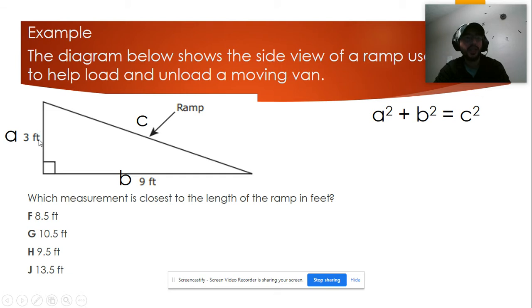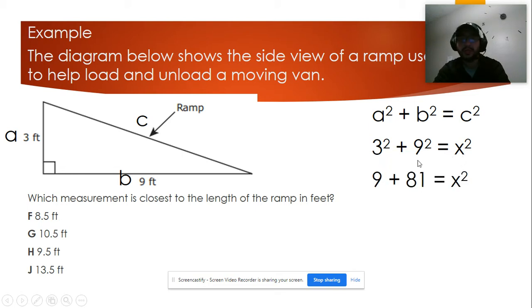So we say A is going to be 3 and B is going to be 9. So we replace the A with the 3 and the B with the 9, and the C we're going to just replace with an X because we don't know the value yet. So 3 squared will be 9, 9 squared will be 81, and X squared we'll leave as X squared. 9 plus 81 will be 90 equals X squared.